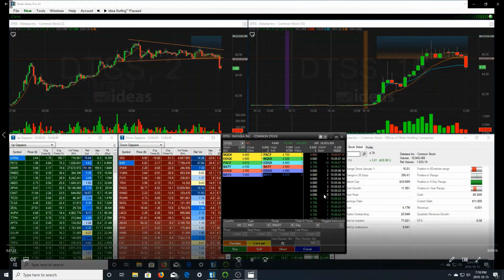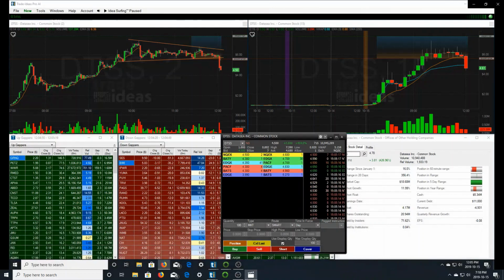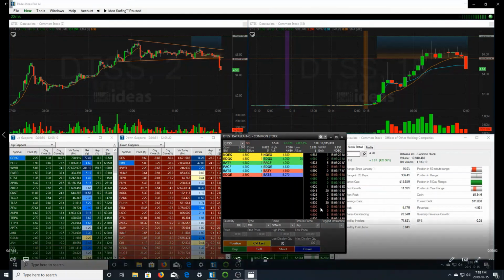If 450 breaks, this thing's probably gonna head lower. 450 is a psychological area. So those 450s are getting taken out. Probably some hidden buyers or short covers there. And there's our next leg down right here. And I believe we get into a halt pretty soon here.